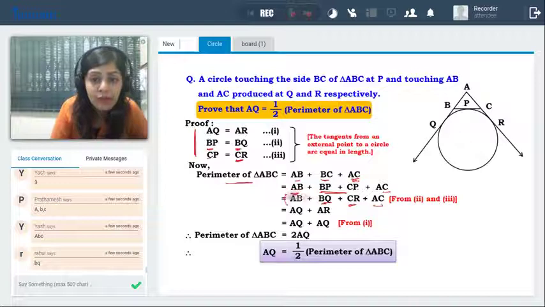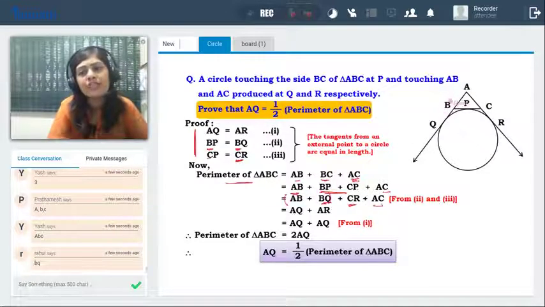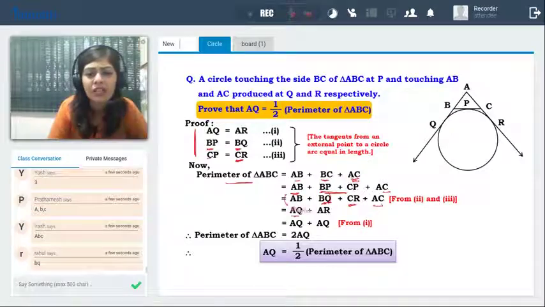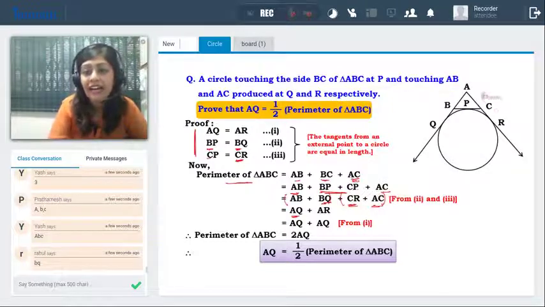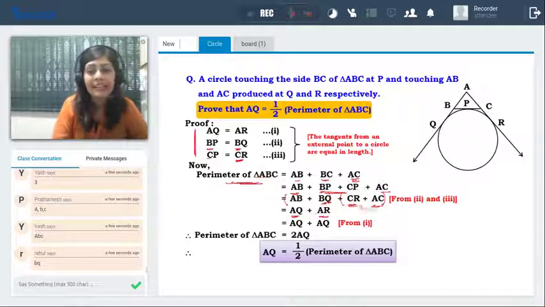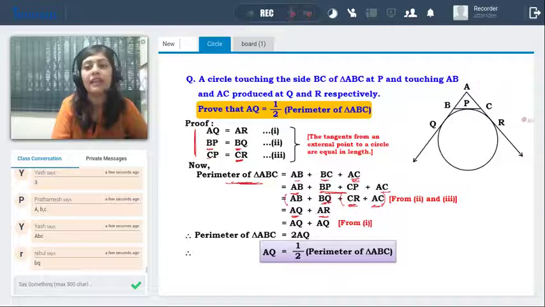Now, students, let me group AB and BQ. What is AB plus BQ, students? Isn't it AQ? Definitely it's AQ. Look at CR and AC. We are going to group CR and AC. CR and AC form AR. Okay, so what we have understood is perimeter of triangle ABC is AQ plus AR.